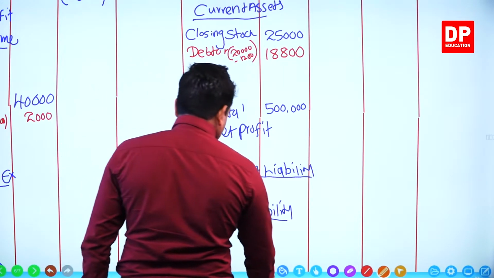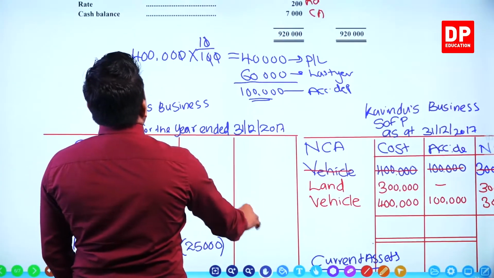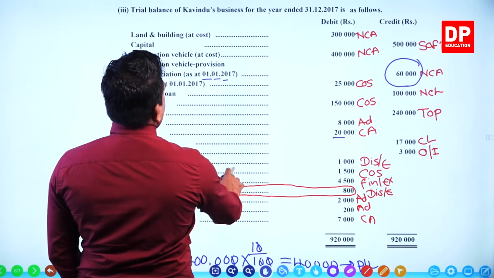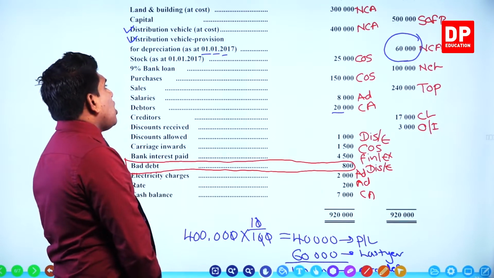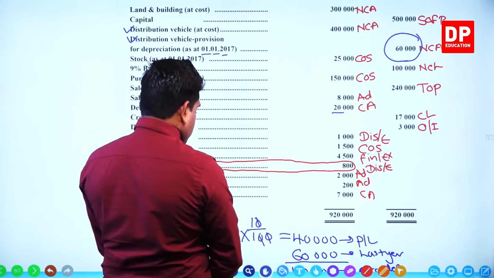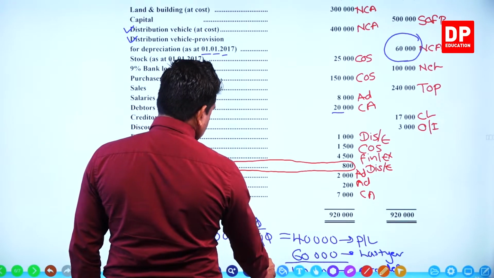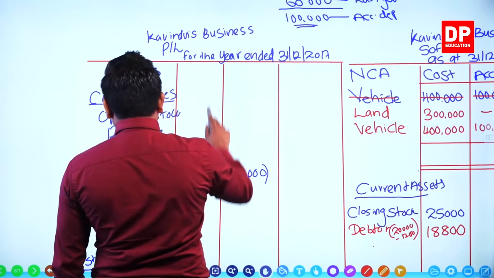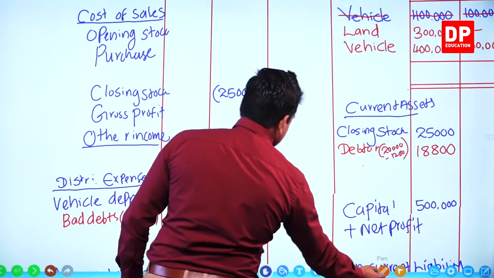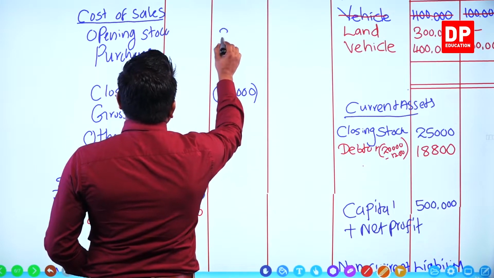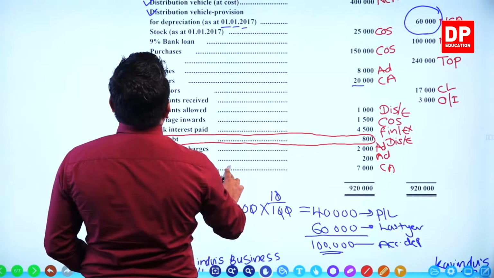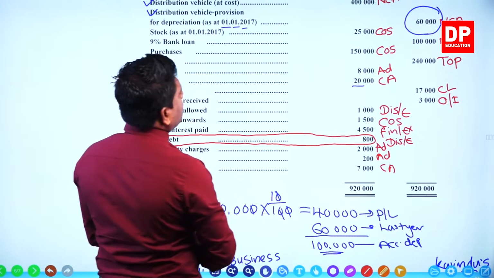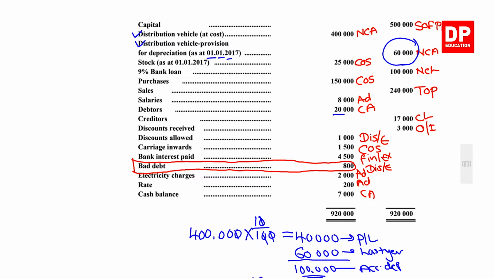Okay, now next. Land and building okay, capital okay, vehicle and provision for depreciation also okay. Stock, opening stock 25,000. Here we write opening stock 25,000. Then 9% bank loan, 9% bank loan 100,000.